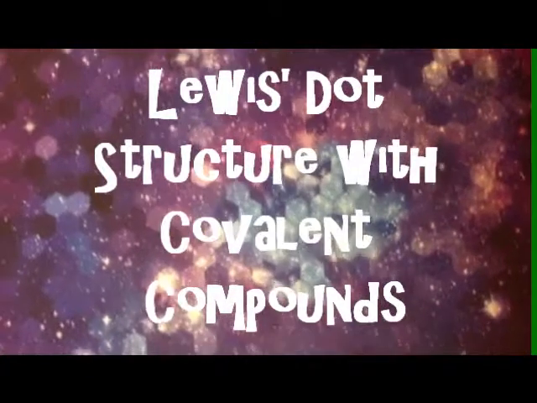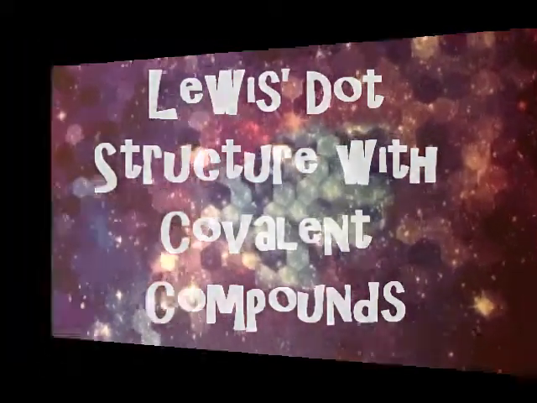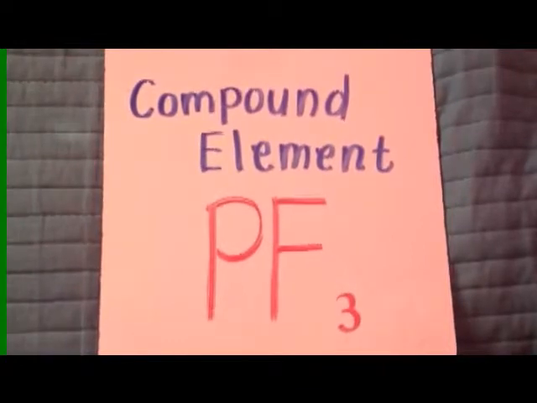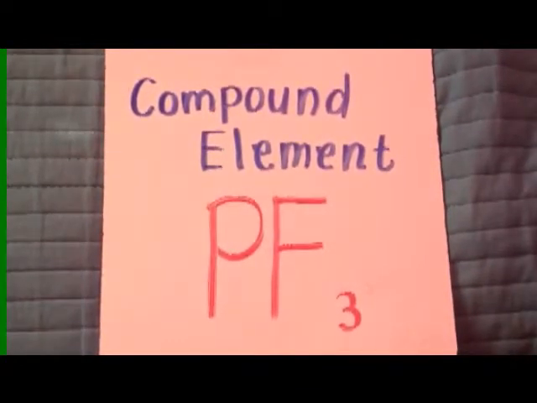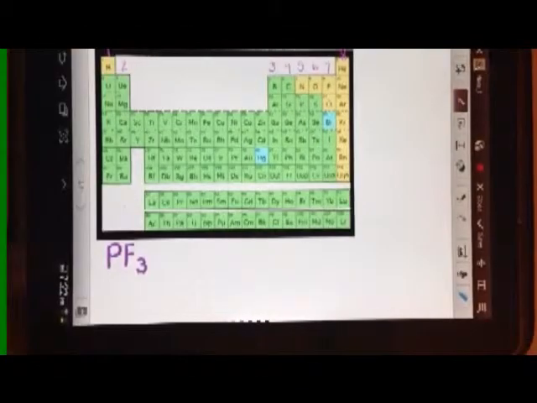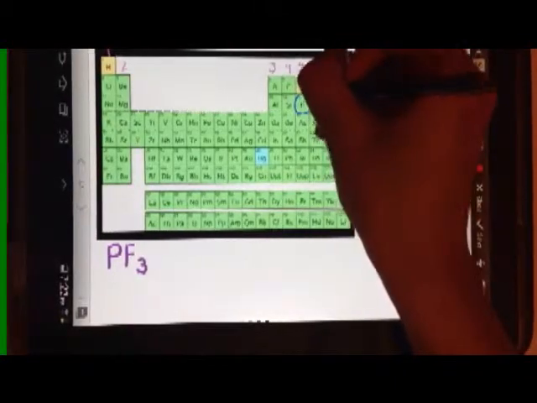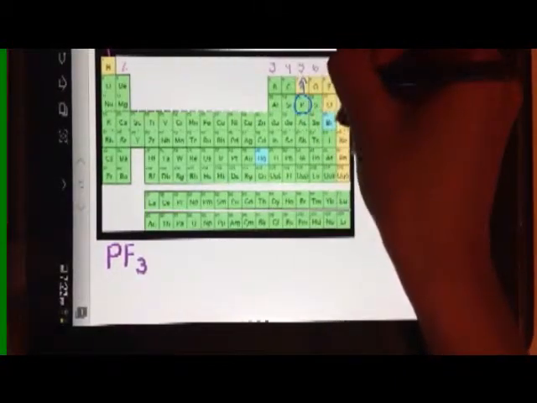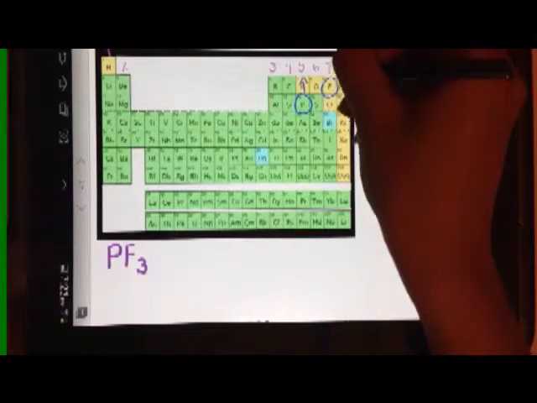Lewis dot structure for covalent compounds. First begin with a compound element. For example, PF3. Phosphorus has 5 valence electrons, while fluorine has 7.